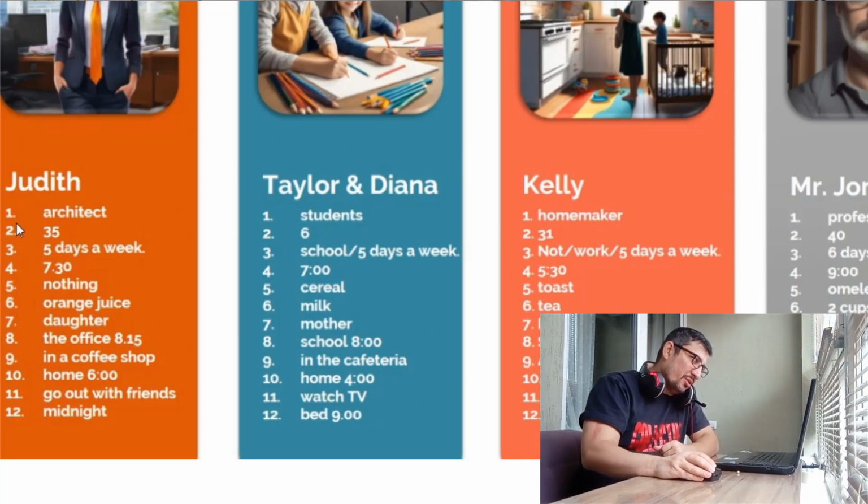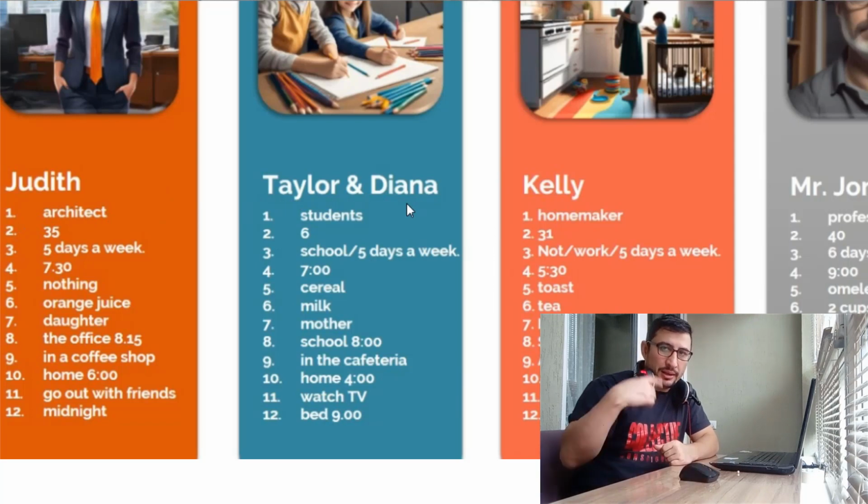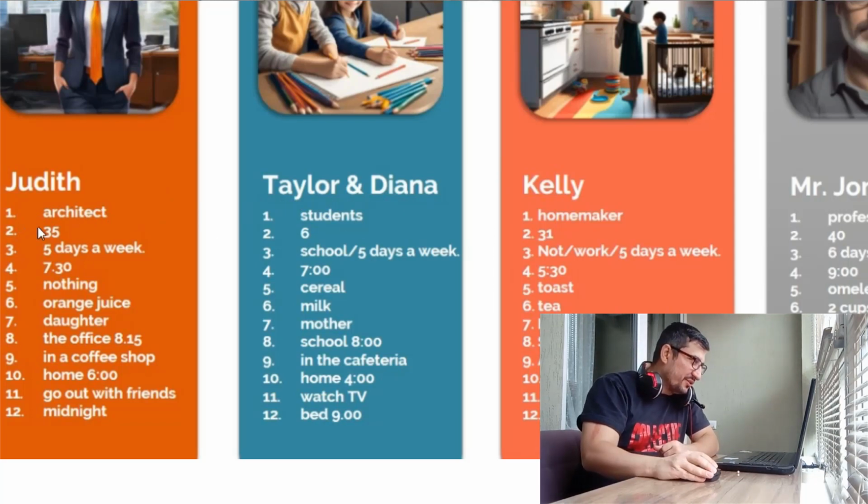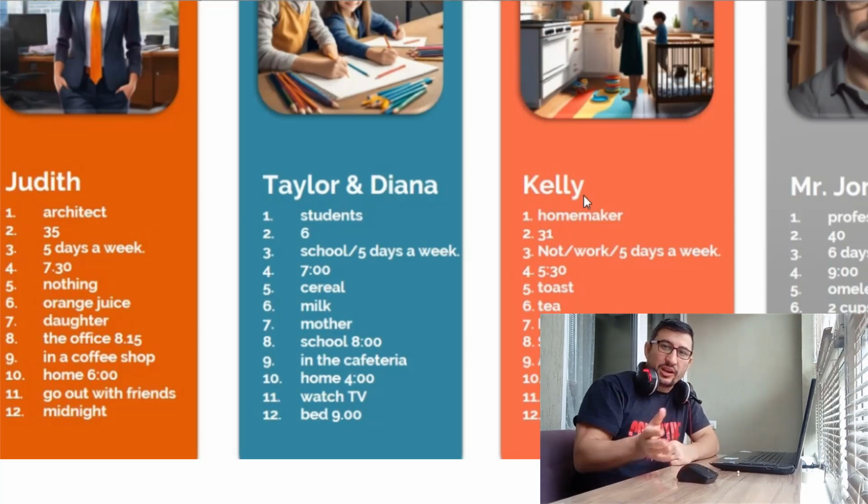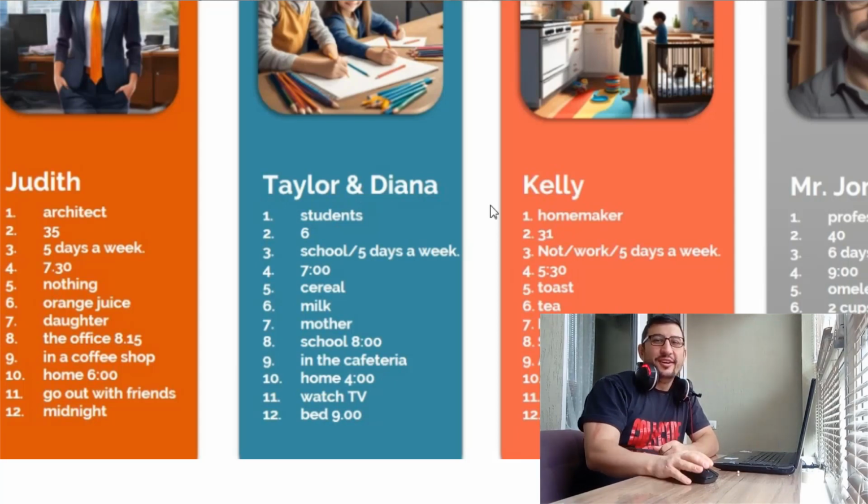I personally recommend going horizontally because that adds an additional level of difficulty. That is, the student has to switch between singular, Judith is an architect, and plural, Taylor and Diane are students. Kelly is a homemaker. So going horizontally adds an additional layer of difficulty, as a student has to think whether it is singular or plural. And also through all the lessons, the student should think whether it is present simple does do or the verb to be.